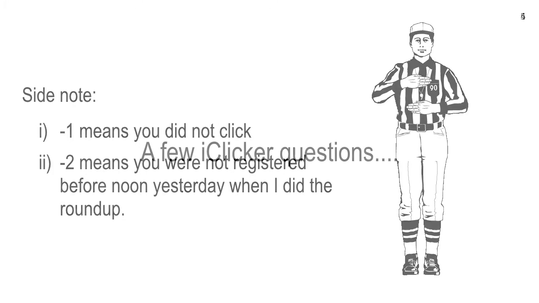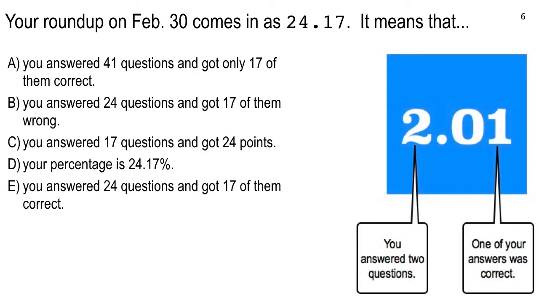Okay, let's keep going. A few clicker questions about clickers. Here we go. Hypothetical February 30th roundup, and your data comes in as 24.17, right? So here's the example we just had. What does it mean, 24.17? Which of these 5 options is correct?